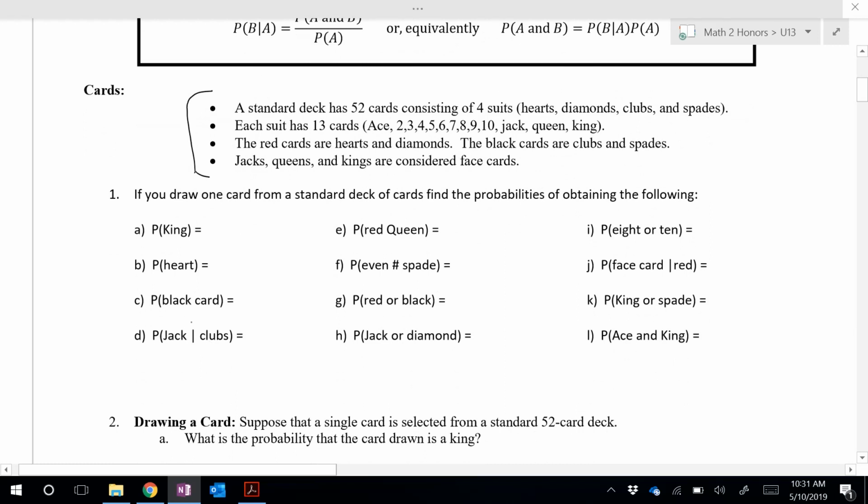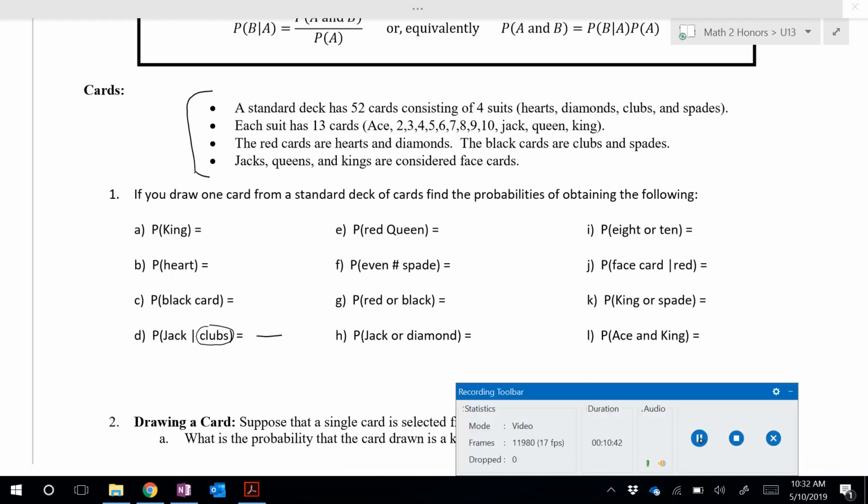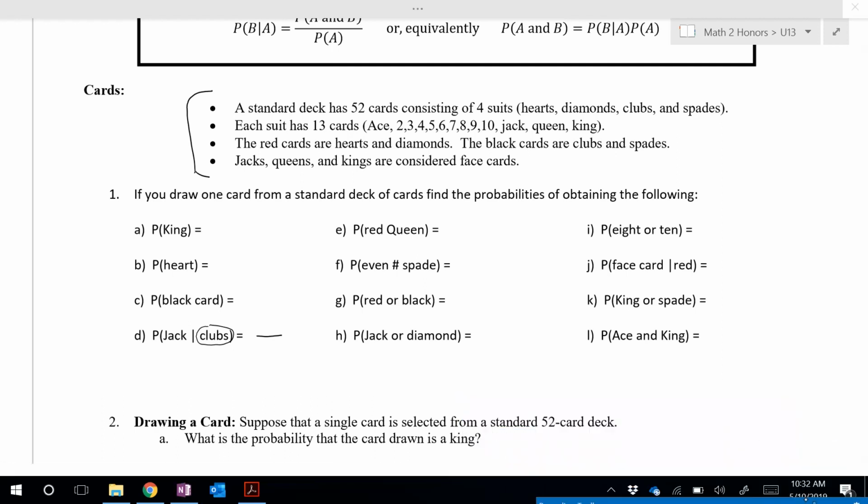Probability it's a jack given it's a club. This is a conditional probability, so our denominator is going to be out of the clubs. How many clubs are there? You've got 13 clubs. And out of those 13, how many jacks are there? 1.